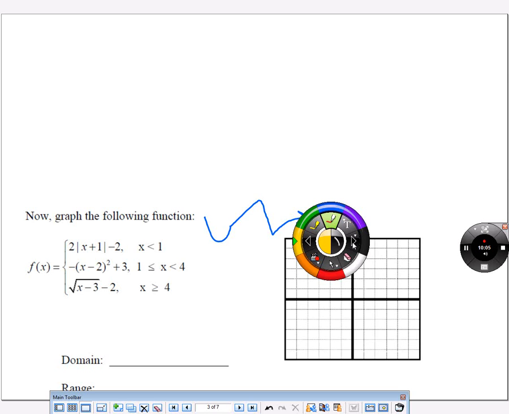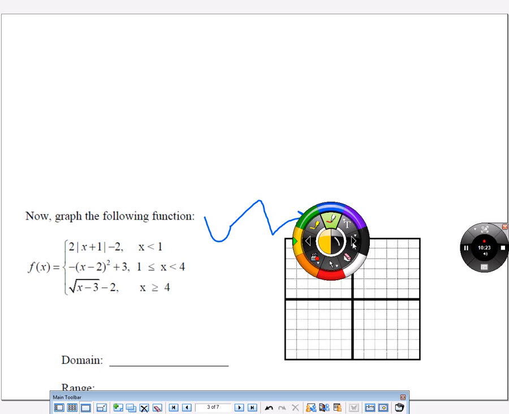I want the first graph, but I only want it when x is less than 1. That's the part that you highlighted, right? Then when x equals 1, I don't want that graph anymore. I want to switch to this graph, and I want to keep this graph going from 1 until I get to 4. That's the part you highlighted on that graph.